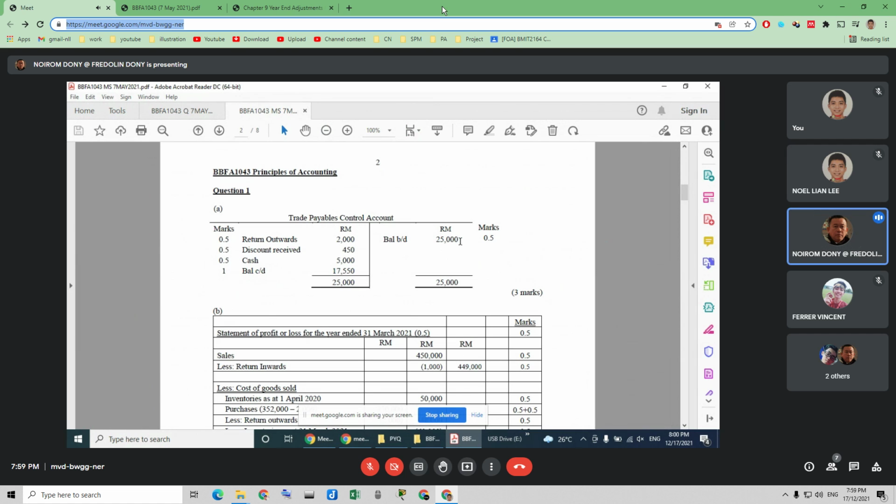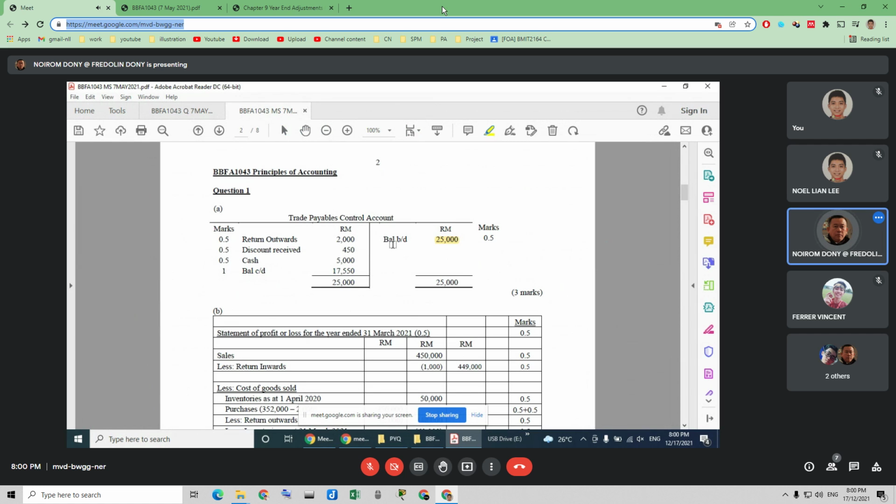And that is the first thing you need to do: record the opening balance. The opening balance, you get it from the trial balance, and it should be a credit balance because it is a liability. So balance brought down 25,000. Okay, so this one first. This is the first thing that you need to record as opening balance. Then number 6, it was discovered that the trade payable figure needed to be adjusted. Return outward of 2,000.